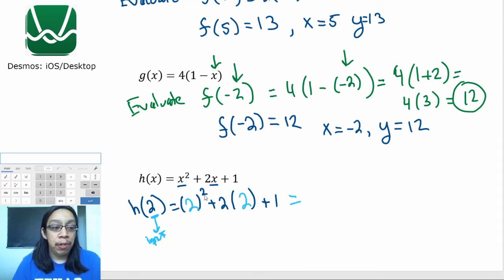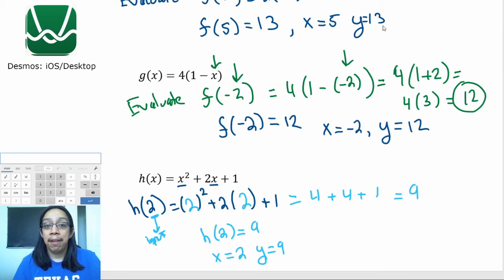So 2 to the power of 2 is going to be 4. 2 times 2 is also 4. And then we're bringing down that 1. So 4 plus 4 is 8, plus 1 is 9. So that means that when you evaluate h of 2, your final result is going to be 9. Or when x equals 2, y is going to be equal to 9.